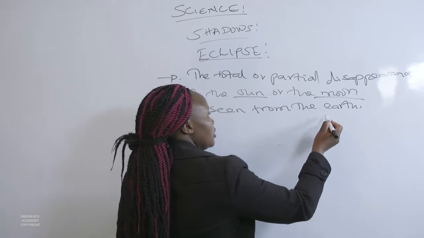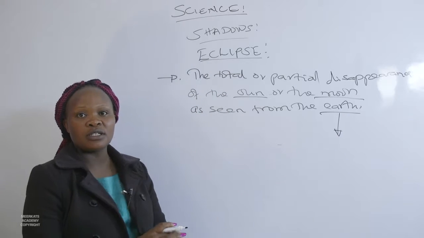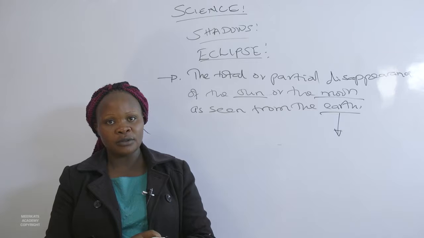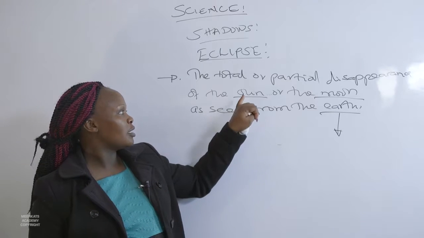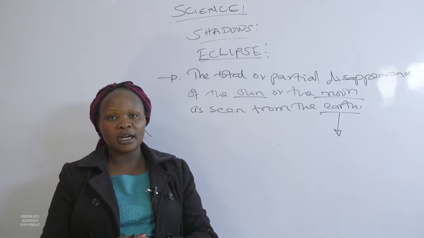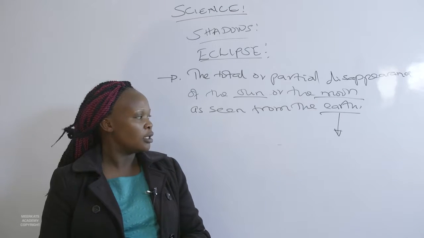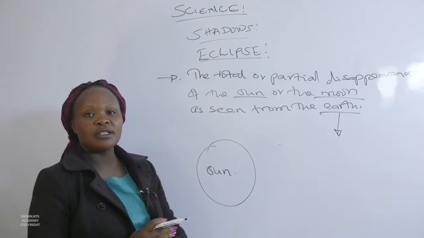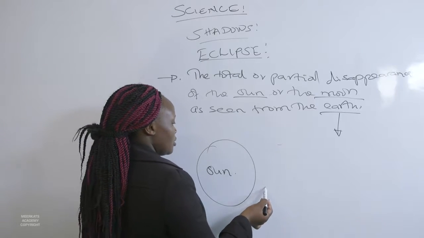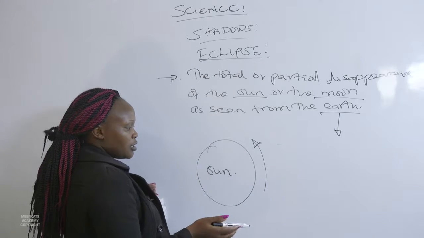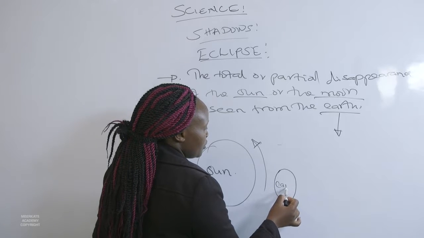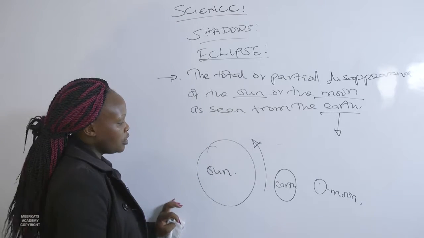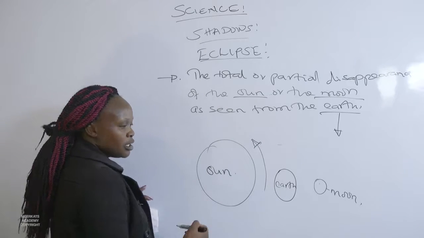Remember that an observer who is interested in the behavior of the solar system can only observe from the surface of the earth, and therefore from the earth you will not see the sun or the moon when the three are in a straight line, because we appreciate that the sun, which is taken to be the center of the solar system, is always still, but the earth and the moon are always in constant motion around the sun.